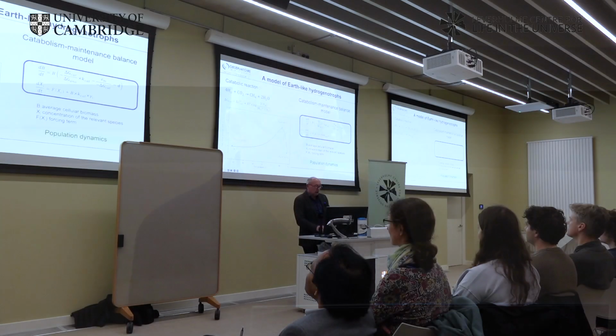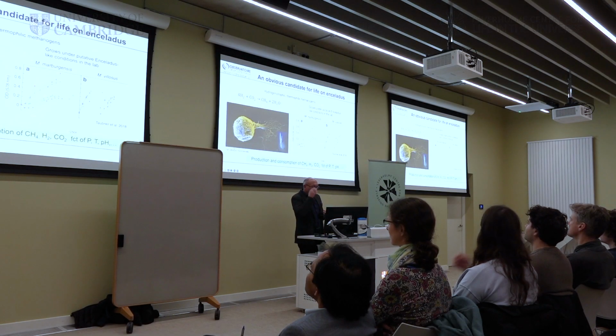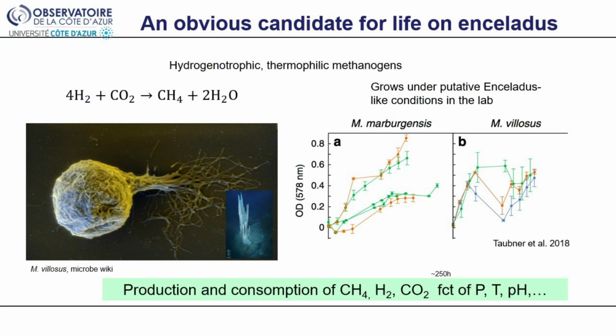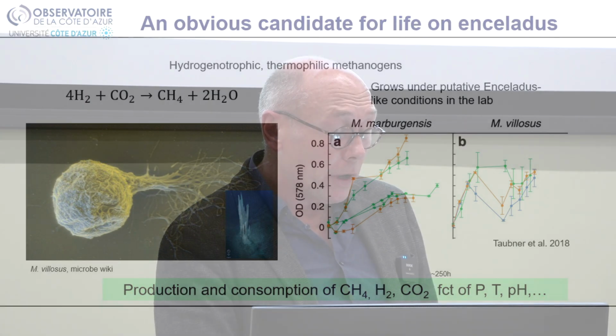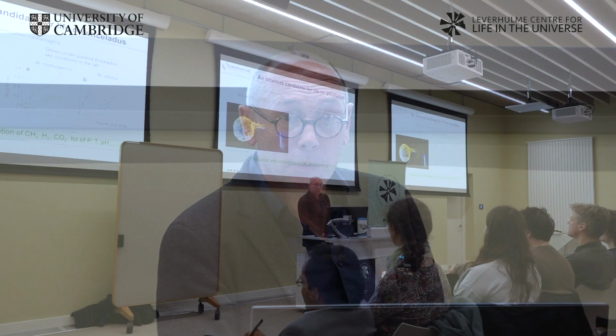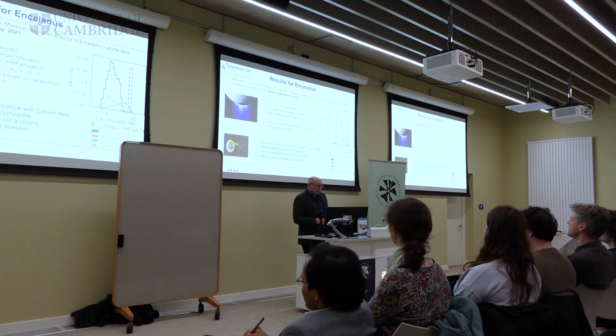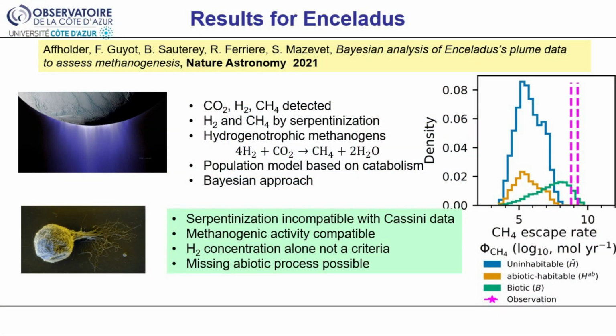Here we did it for Enceladus. Biologists do that all the time. They take bugs and they parameterize how they grow in various conditions and temperatures. So all that is parameterized. Here, this is the typical bug that we found. We say, okay, an obvious candidate for life on Enceladus is what we have at the bottom of the ocean. And we ran this, having told you serpentinization couldn't explain the Cassini result.